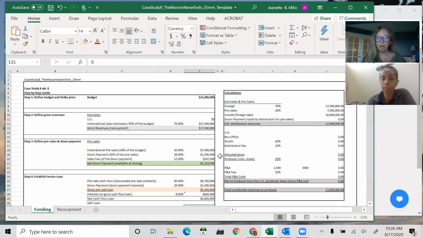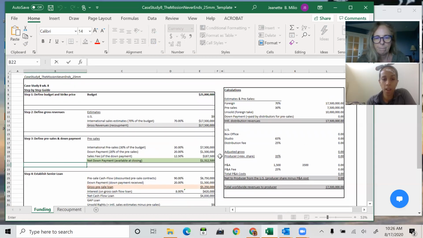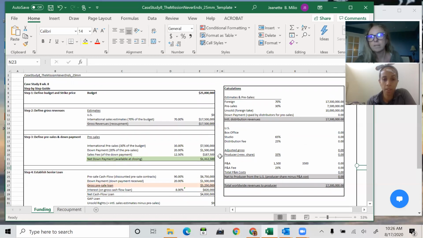So we now have to figure out, from a bucket of sales, which is our international sales estimates, where we took away 30%, $7.5 million, how much are we left with to sell? That's what we're figuring out right now. So what would that be? What's that number? So we take the pre-sales out of, we remove them from the, I want to say, is that from the take number or from the estimates? Correct. You're right. So how much is that?